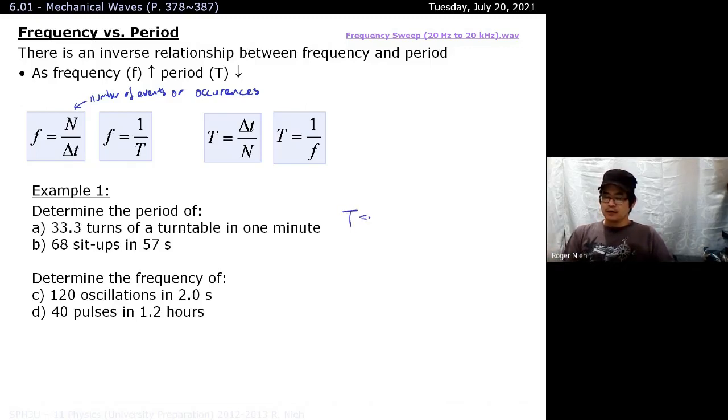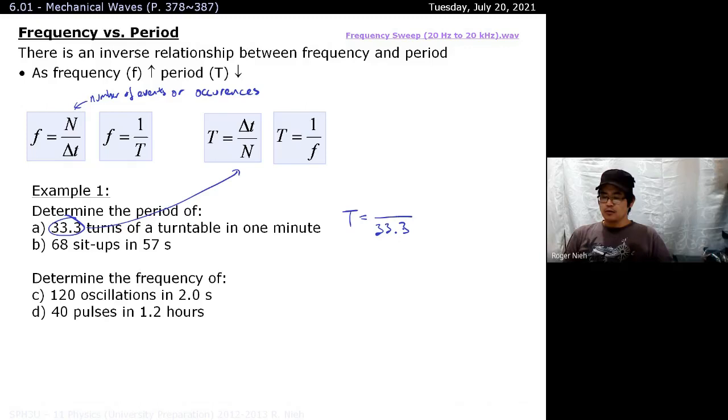And you'll see that they've given us two measurements. All right, 33.333 turns is our number of occurrences. So that will go in the denominator. So 33.3 is the number of events. And this happens in the duration of 1 minute.